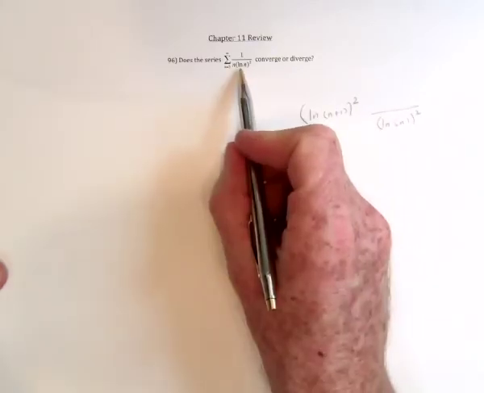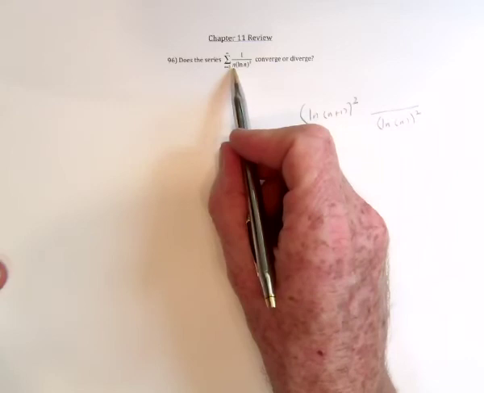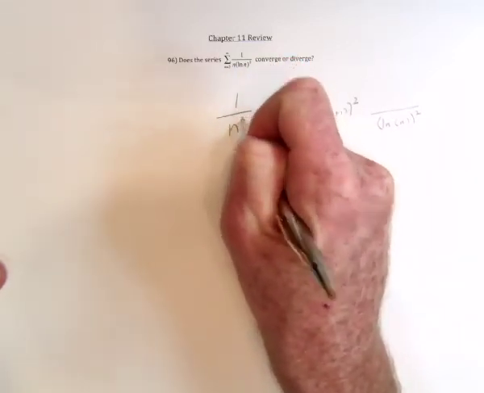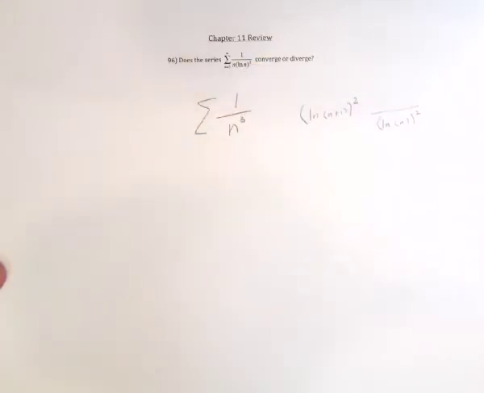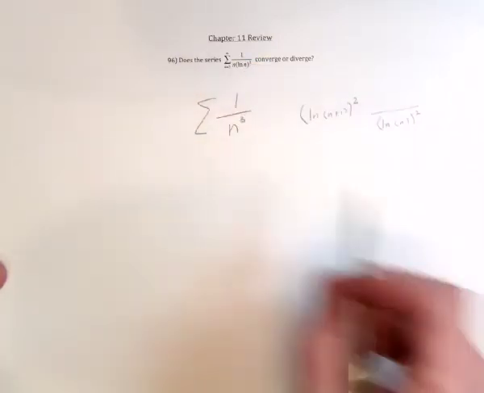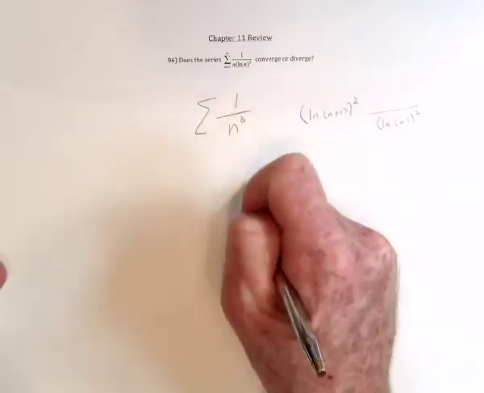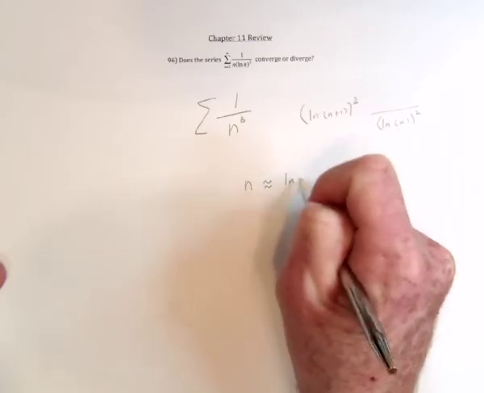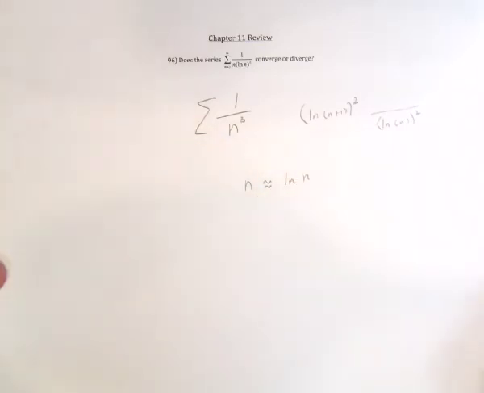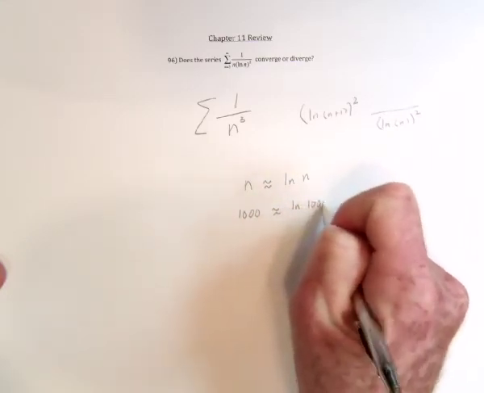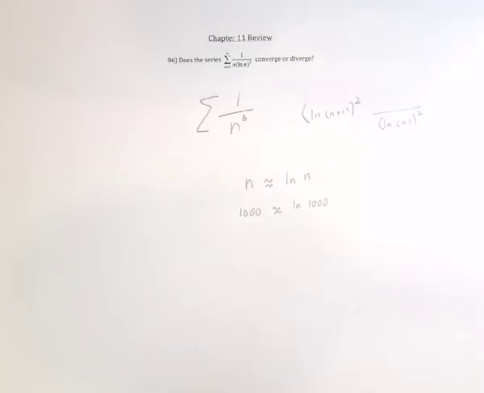Well, we could try a comparison and say, maybe this is sort of like having n squared and then n. So maybe this series is like this series, which converges. But the thing is, I'm saying natural log of n is approximately equal to n. Is n approximately equal to the natural log of n? So if you had 1,000, is that approximately the same as the natural log of 1,000? I don't think so.